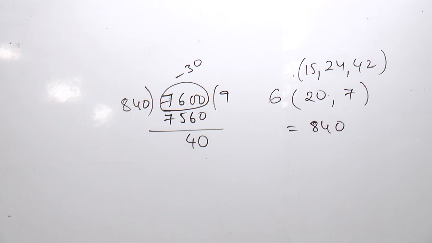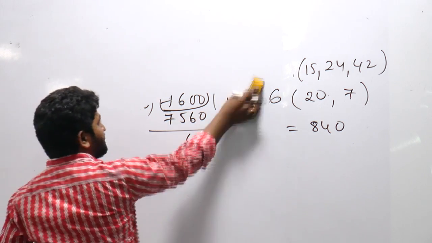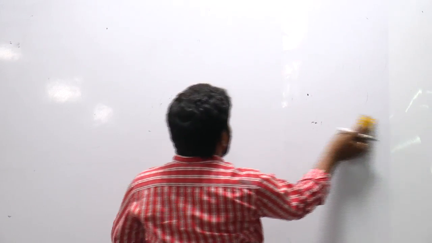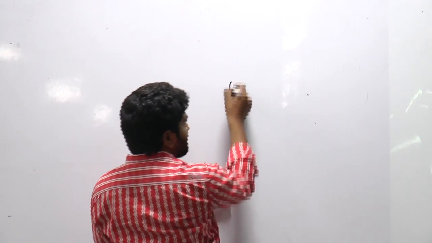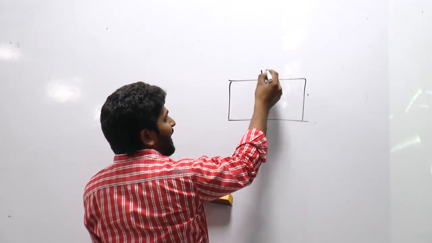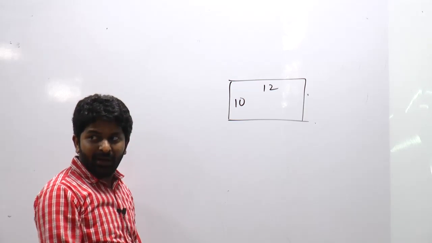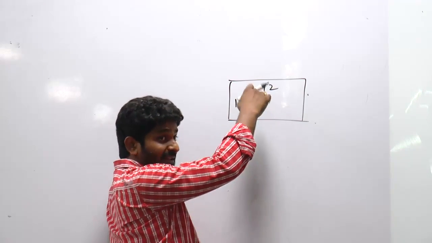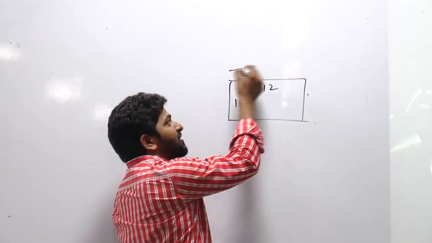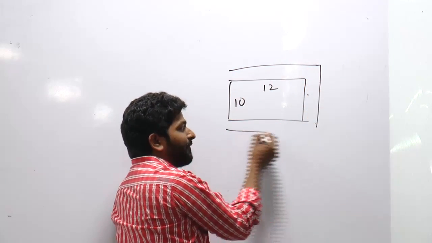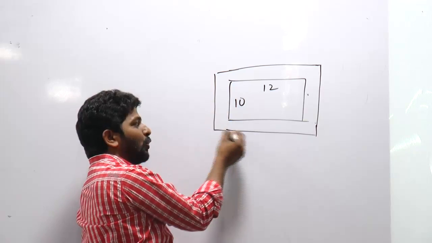63. A rectangular hall 12 meters long, 10 meters broad is surrounded by a veranda 2 meters wide. Find the area of the veranda. Right. So we have a rectangular hall whose measurements are 12 and then 10. So, surrounded by veranda, in the sense, is the veranda given inside or outside? Outside. And the width of the veranda is given as 2 meters.